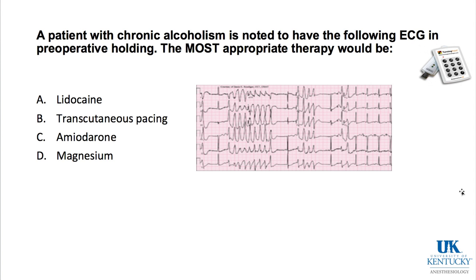A patient with chronic alcoholism is noted to have the following electrocardiogram in preoperative holding. So before coming back to surgery. The most appropriate therapy in this case would be which of the following? So you look at this EKG and you go, holy mackerel, that's pretty scary. It's coming and going, and it's wide complex, and wow, it's polymorphic, meaning each of the waveforms looks a little bit different. So polymorphic VTAC, that's torsades, and you really should think about magnesium in this case.